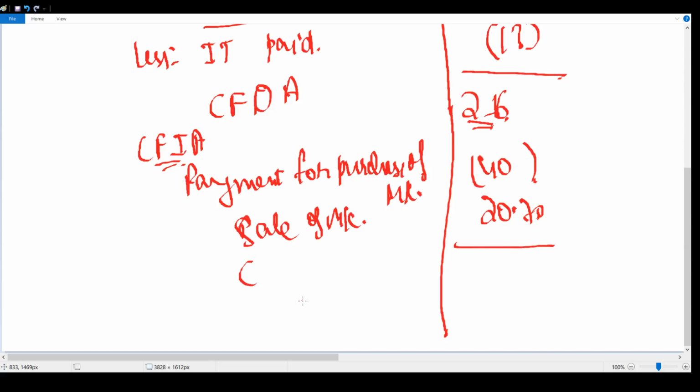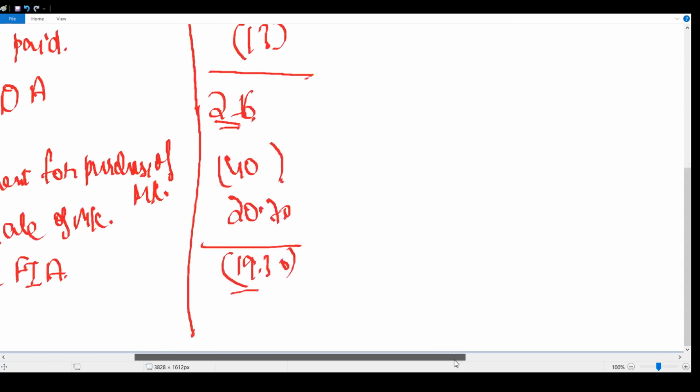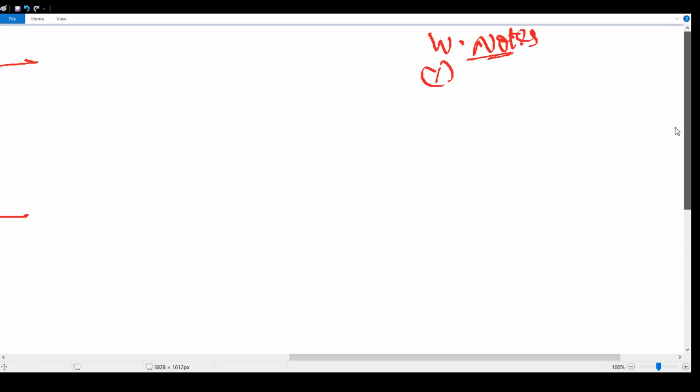Cash from investing activities: minus 40 plus 20.70. It comes out to be 19.30 negative. 19.30 negative.